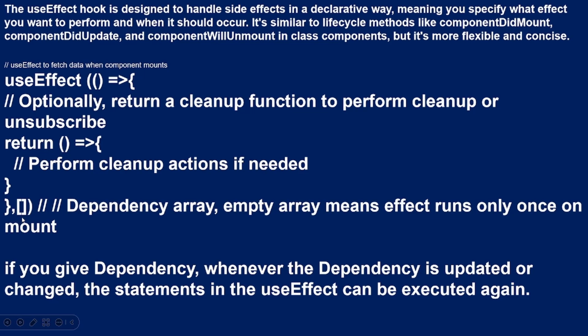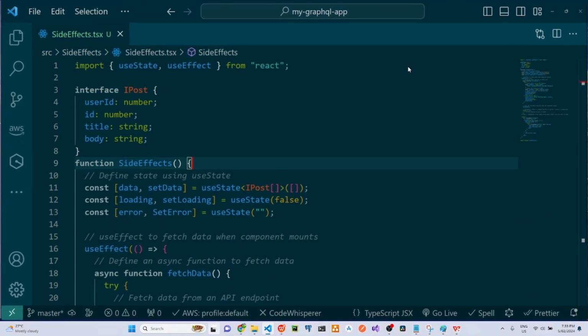There is another one I would like to specify, and that is the empty array. This is called the dependency array. An empty array means the effect runs only once, on mount. So whenever it is mounting the data, it happens only once if you give an empty dependency array. If you give a dependency in the array, whenever the dependency is updated or changed, the statements in the useEffect can be executed again. That is useEffect. Let's have a look in Visual Studio Code, then you can understand in detail.